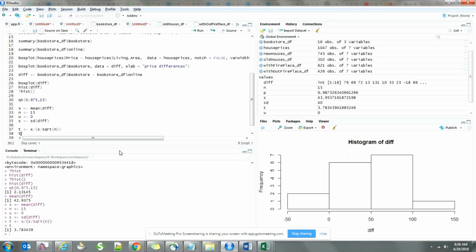Right. So it says that savings are much more in the online store compared to the traditional store.